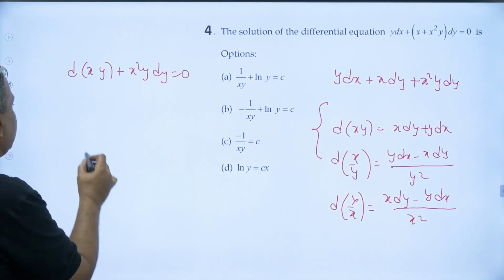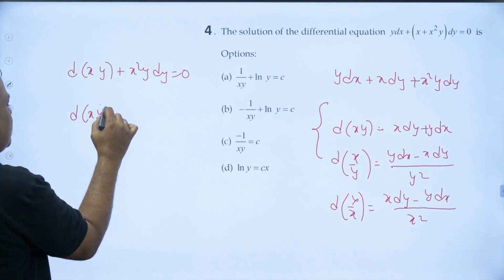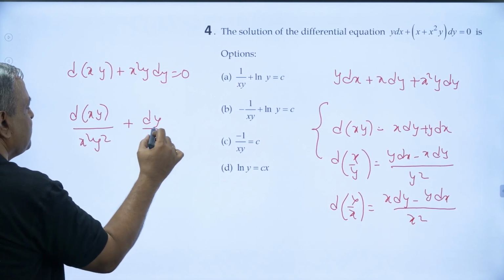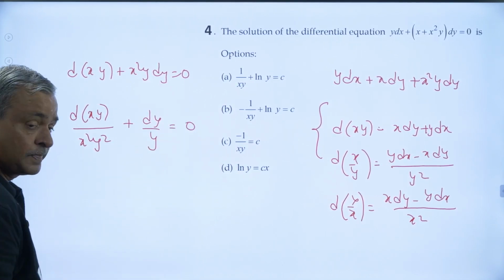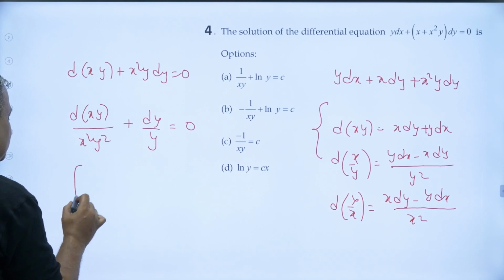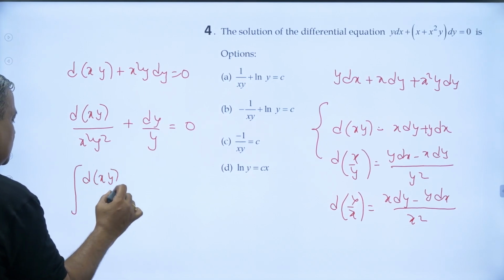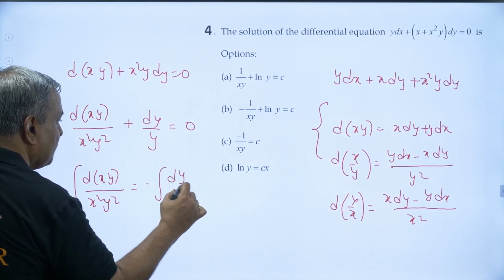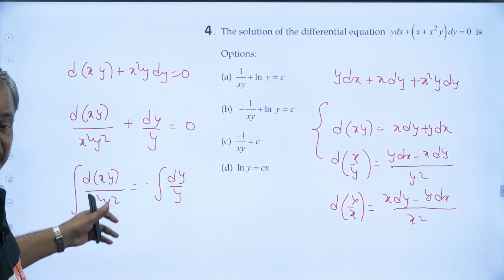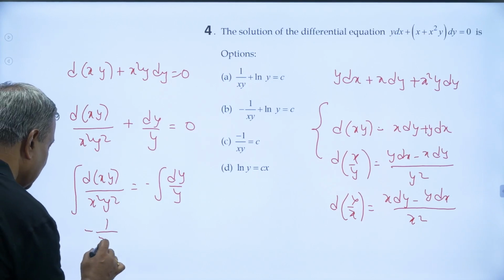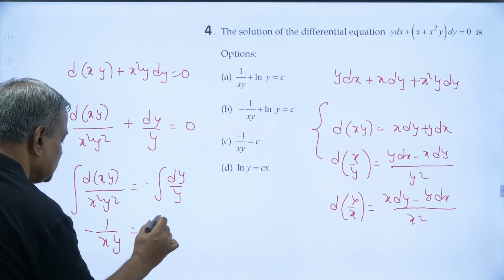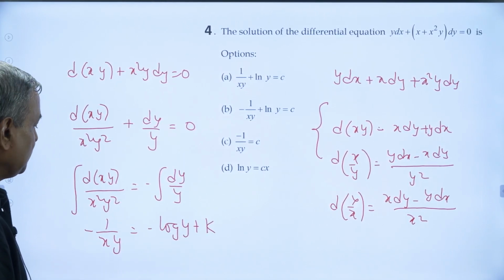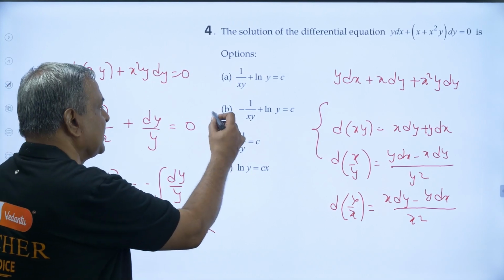Divide by x square y square. So d of xy divided by x square y square plus dy by y is equal to 0. Correct? Now integrate both sides. d of xy by x square y square is equal to minus d of y by y. So this is nothing but dt by t square, which gives minus 1 by xy, and this is equal to minus log y plus some constant k. So minus you can remove, 1 plus xy minus xy, option B is correct.